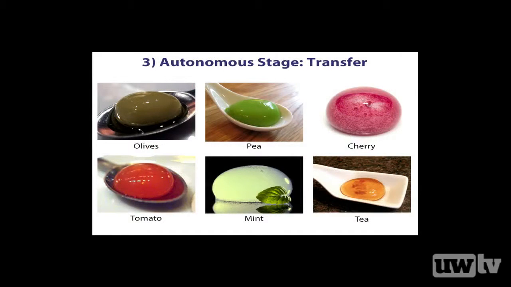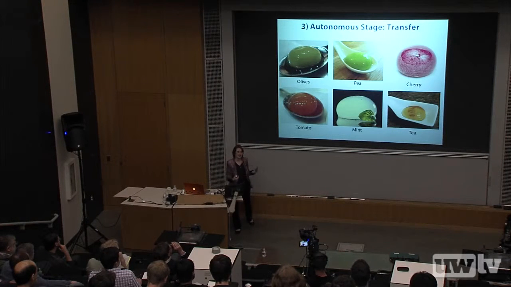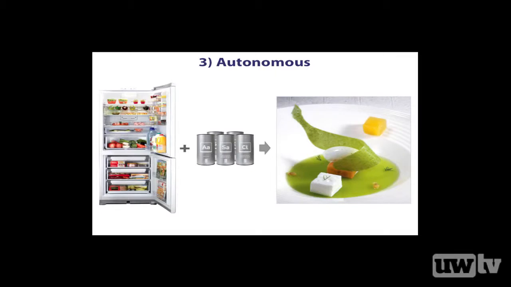And in the last stage, the autonomous stage, the learners have now acquired the procedure and can transfer their knowledge to new tasks. So for example, after I learn how to spherify watermelons, I can use the same sequence of steps to spherify cherries or olives, for example. And so in this stage, learners also become experts. They can do the task fluently without effort and can adapt it as necessary to new ingredients. So at this point, the learner could just open the fridge and make a new molecular dish. Personally, I'm still trying to reach this stage.